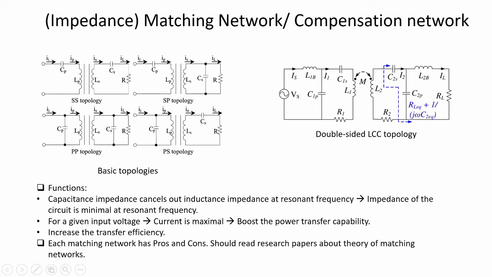S means the capacitor here is in series with the primary coil. And the second S here means the capacitor is in series with the secondary coil. And then the SP topology means that the second capacitor here is in parallel with the secondary coil. And similarly for PP and PS.